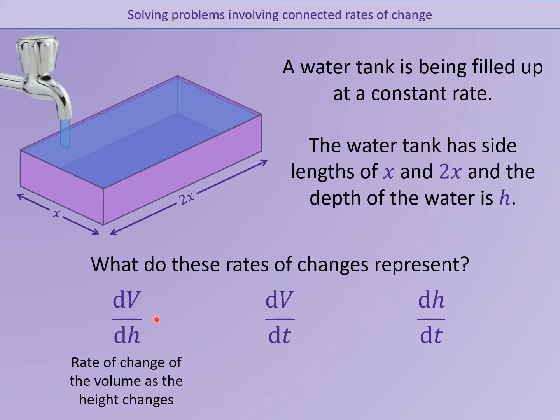Now the other two are to do with as time changes. So the change in volume over the change in time. As time passes, how does that affect how quick the volume is going up? And finally, the change in the height over the change in time. So how long does it take to reach 1 meter, 2 meters, and so on? So that is the change in height.